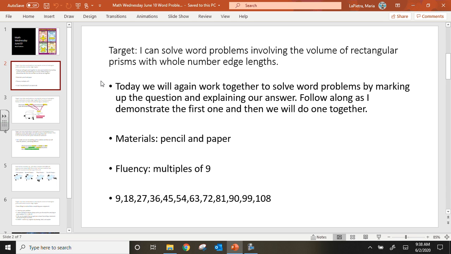Today our fluency multiples will be 9. Here we go. 9, 18, 27, 36, 45, 54, 63, 72, 81, 90, 99, 108.